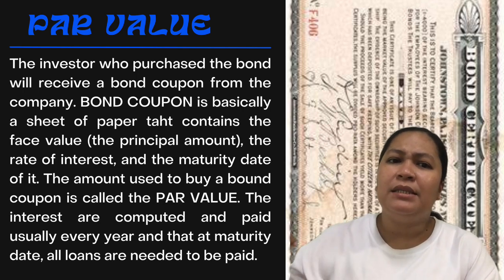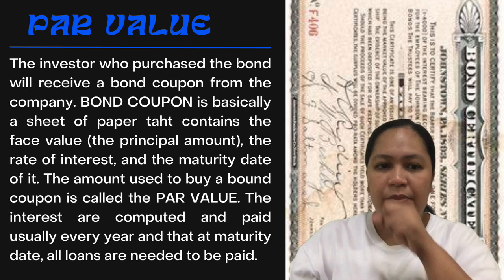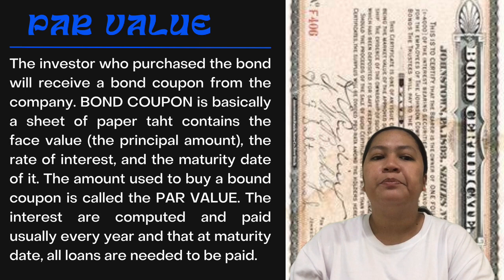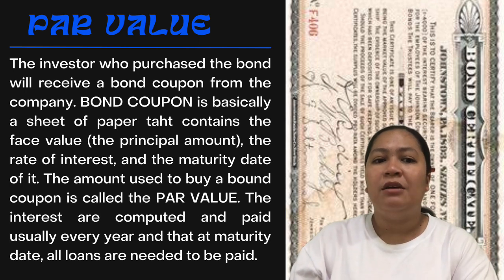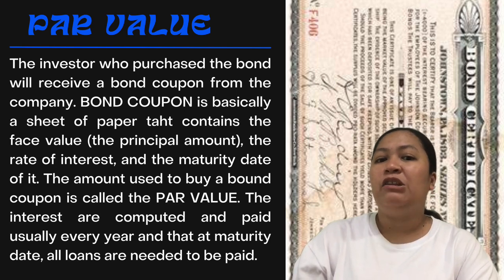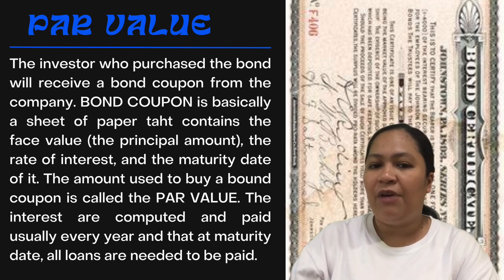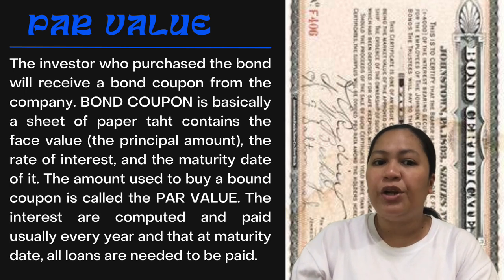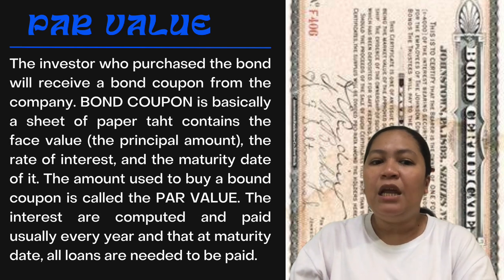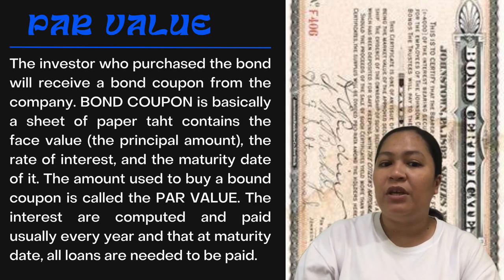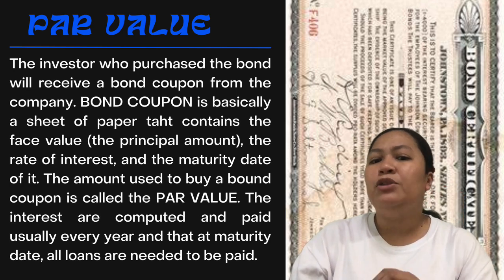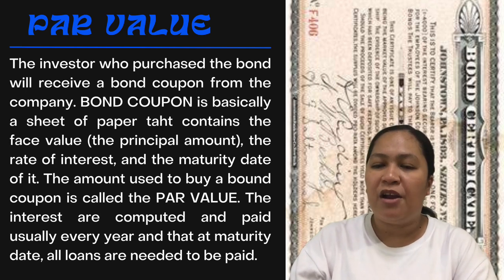So what is par value? I will discuss par value in the latter part. The investor who purchased the bond will receive a bond coupon from the company. A bond coupon is basically a sheet of paper that contains the face value, the principal amount, or the amount borrowed by the company. The rate of interest and the maturity date will also be listed in the bond coupon. The amount used to buy a bond coupon is called the par value.